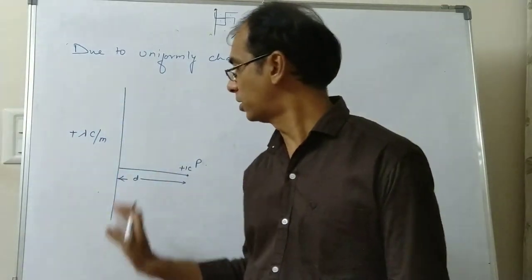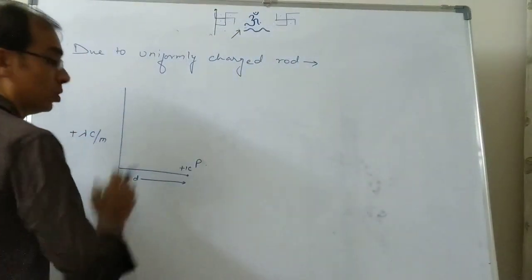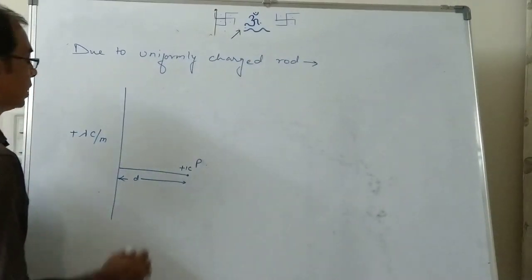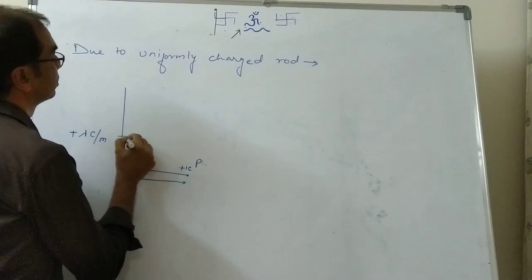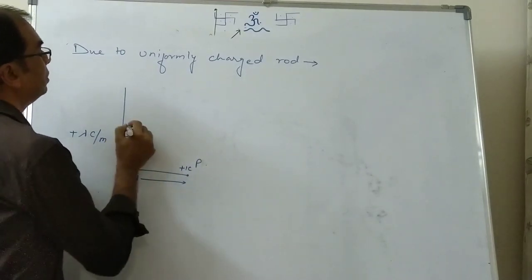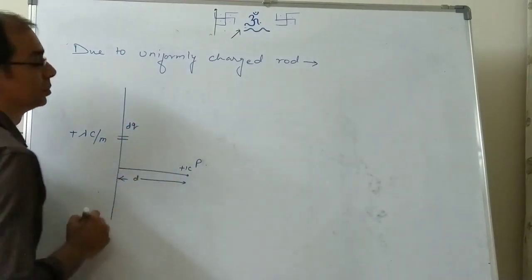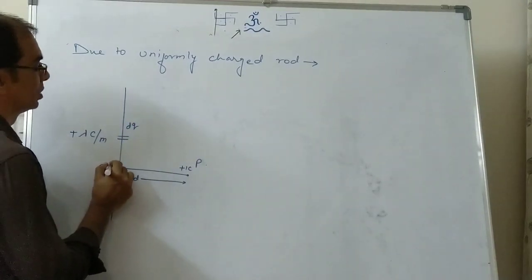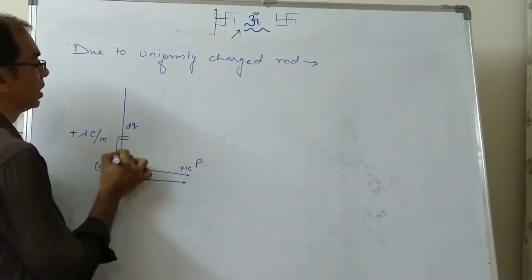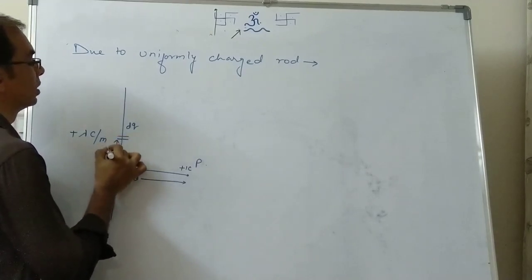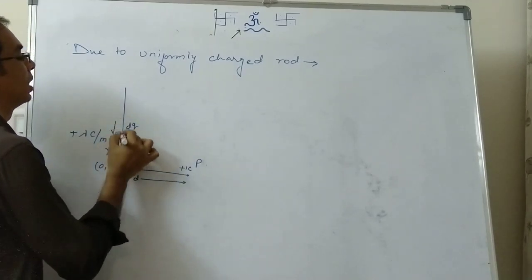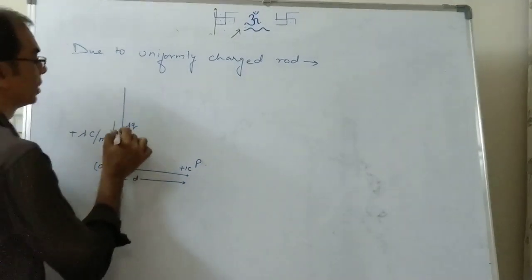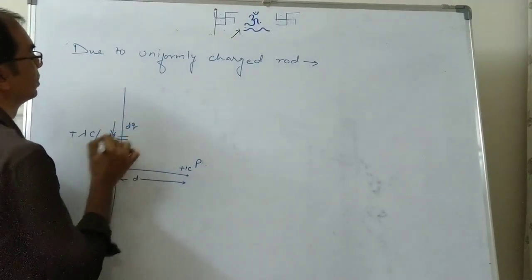So how many point charges are there? Infinite point charges are there. So how to find it? Integration. Okay, so consider here one small charge, let's say the charge is dq. If I consider this as the origin, and this distance as y, then this small length that we have considered for dq automatically becomes dy. Am I correct? So this is dy.